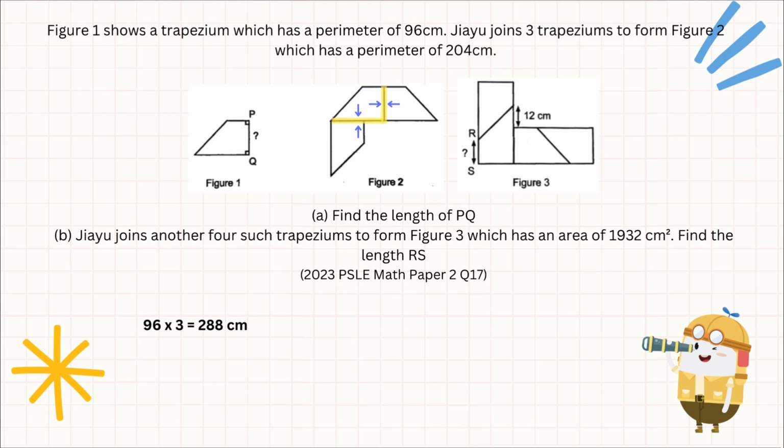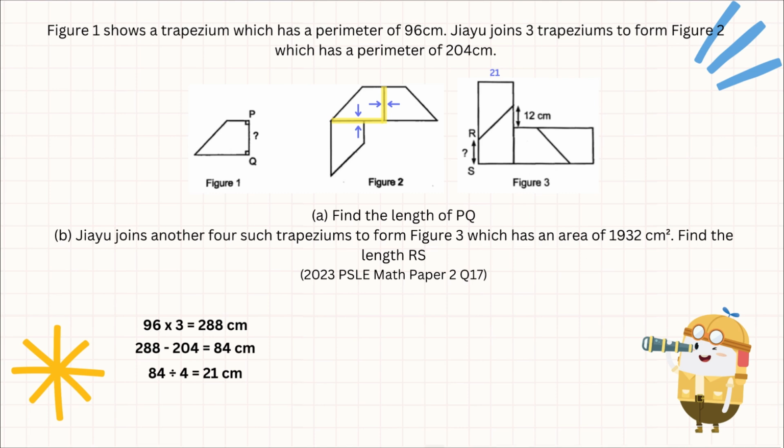So what do we do? We can take 288 and minus away 204 cm, giving us 84 cm. This 84 cm represents the 4 lines that we're no longer counting, and these 4 lines happen to be the same as your PQ. That's the reason why, in this case, we take 84 divided by 4, which gives us 21 centimeters. How do we use these lines in part B? So where is this line PQ? We have 21 centimeters over here.